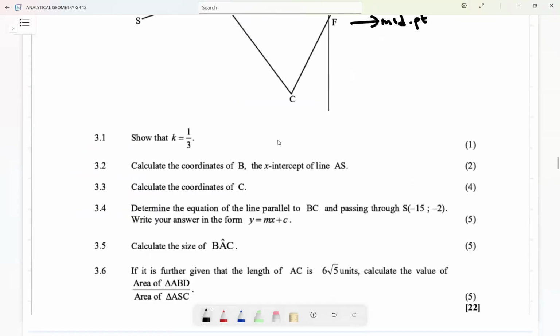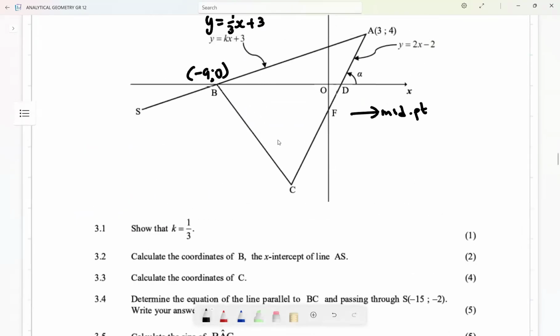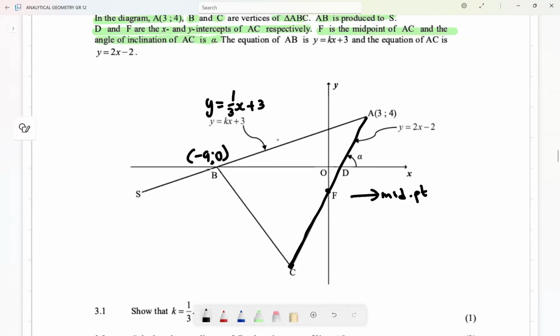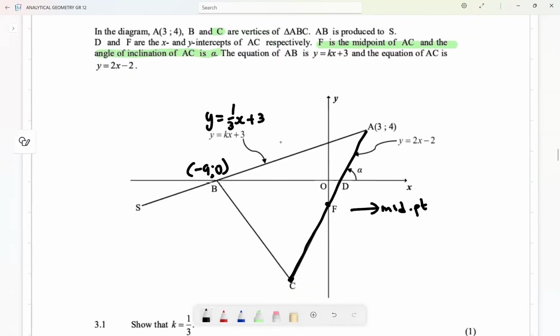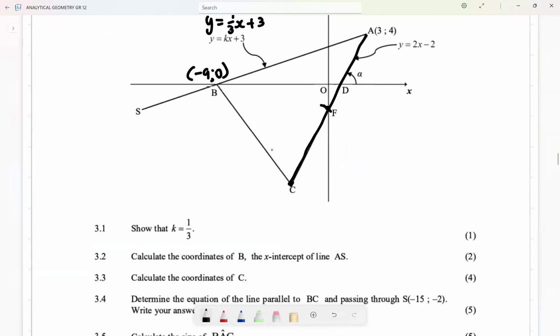For 3 marks, calculate the coordinates of C. What are the coordinates of C? Check where C lies. C lies on BC, but it also lies on CA. But I think CA has more information. What information? You still remember that F is the midpoint of AC. So F is the midpoint between here and here. If I can find the coordinates of F first, which is my midpoint, that will help.